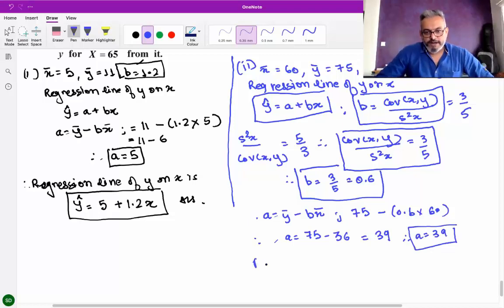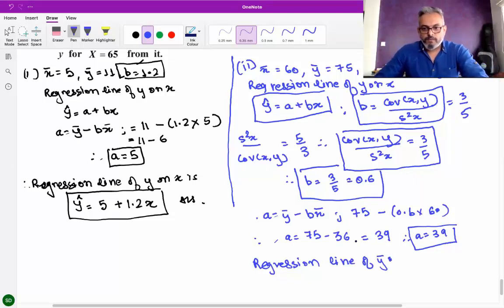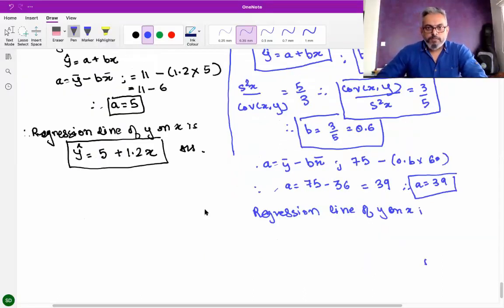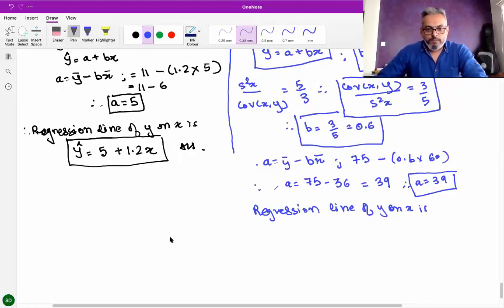Now regression line of y on x is y cap is equal to a plus bx. So y cap is equal to 39 plus 0.6x.